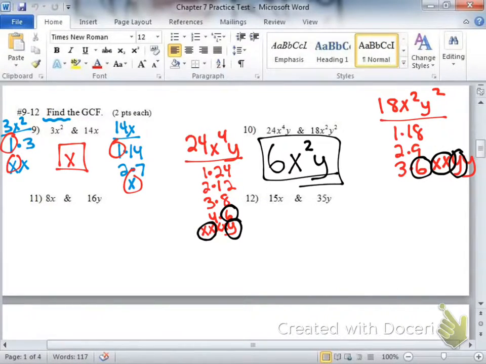Alright, next one we have 8x. That's 1 and 8, 2 and 4, x. We have 16y. That's 1 and 16, 2 and 8, 4 and 4, and y. So what's the largest number that's in both? 8.